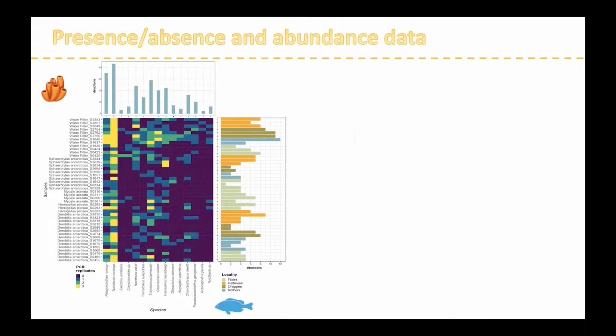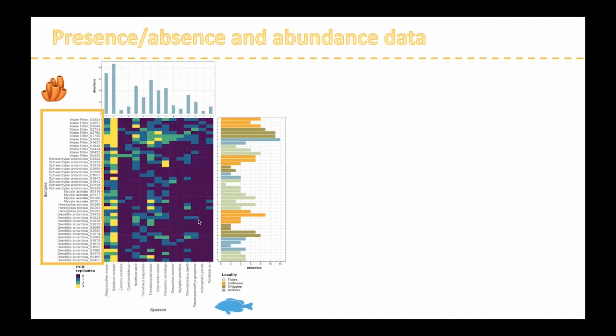If we look at the presence-absence data instead, you can see in the heat map where the color represents the number of PCR detections per each MOTU at each sample. So to make it more clear, here in the y-axis, you have the samples, water and sponge, with the number of detections of each sample on the right side. That means how many fish are detected in each sample.